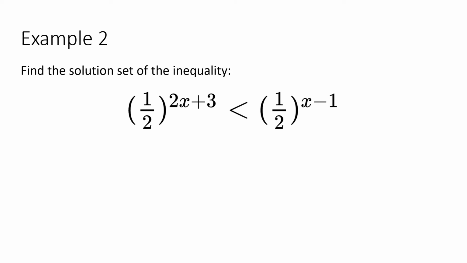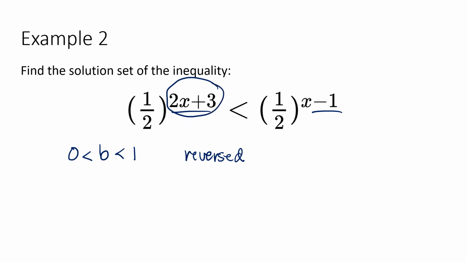In example 2, we want to find the solution set of the inequality where the base is a fraction less than 1 but bigger than 0. So this is the case of less than 1 and bigger than 0. And as we know, if we have this kind of exponential inequality, the inequality should be reversed when we work on the exponents. Okay, so go ahead immediately and work with the 2x plus 3 and x minus 1.